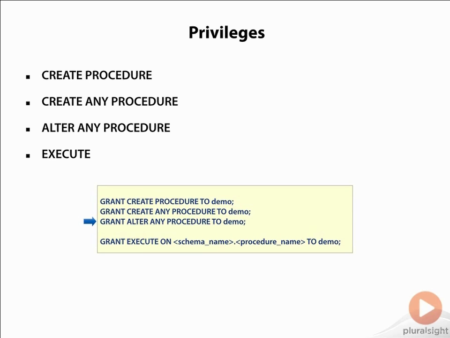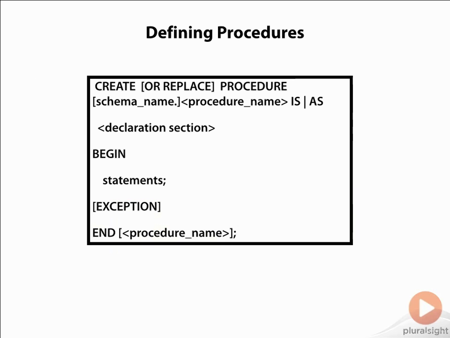Grant alter any procedure to demo grants necessary privileges to demo to alter any procedure in any schema. And finally, grant execute on schema name dot procedure name to demo grants demo the privileges to execute a procedure owned by another schema. Note the procedure name is fully qualified by the schema name followed by a dot. If the schema name is not used, it defaults to the current schema.